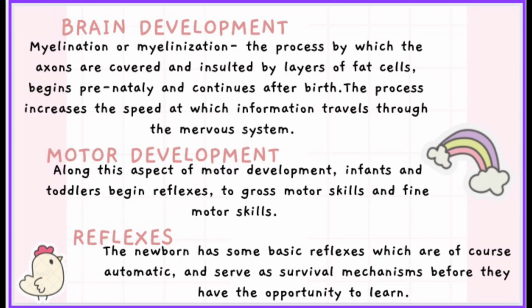Brain development. Myelination or myelinization. This is the process by which the axons are covered and insulated by layers of fat cells. This begins prenatally and continues after birth. This process increases the speed at which information travels through the nervous system.